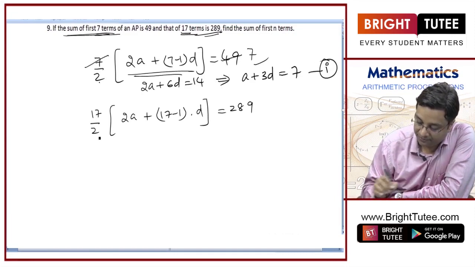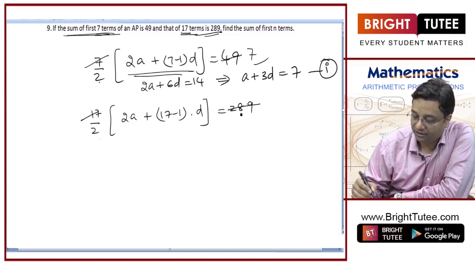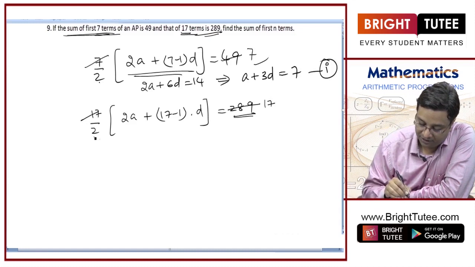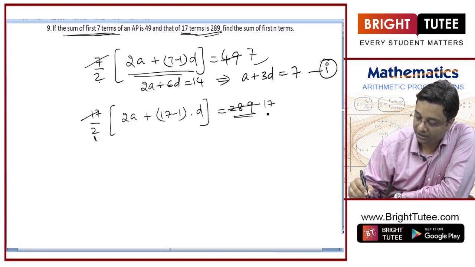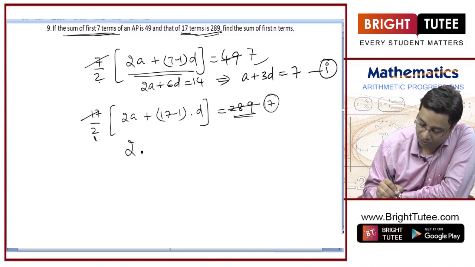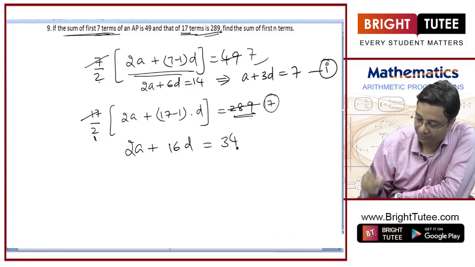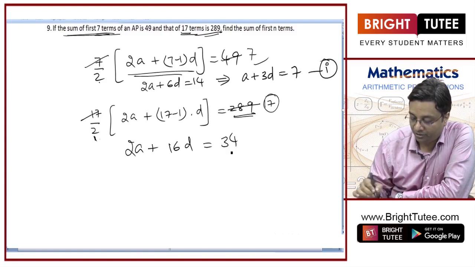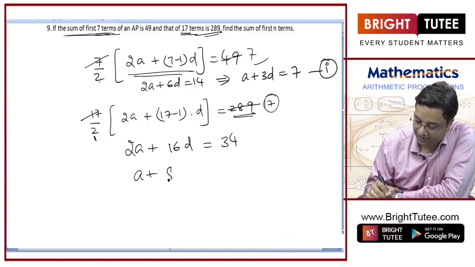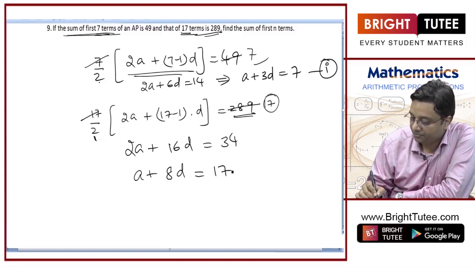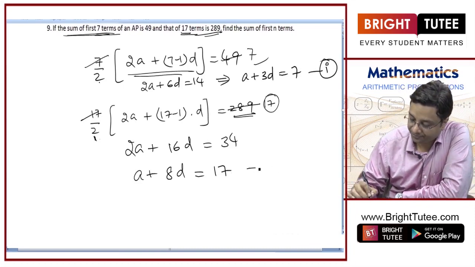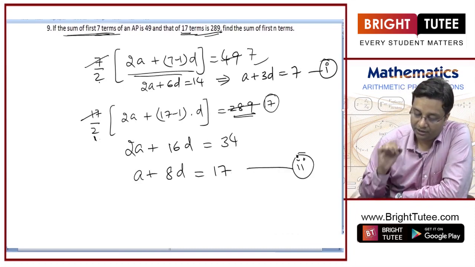If I solve this one, how much is 17? It is the square of 17, so it will give me 17. When this 17 is multiplied by this 2, it will give me 34. So 2a plus 16d is equal to 34. Now divide it by 2 on both sides. A plus 8d will become 17, right? So this is equation number 2.